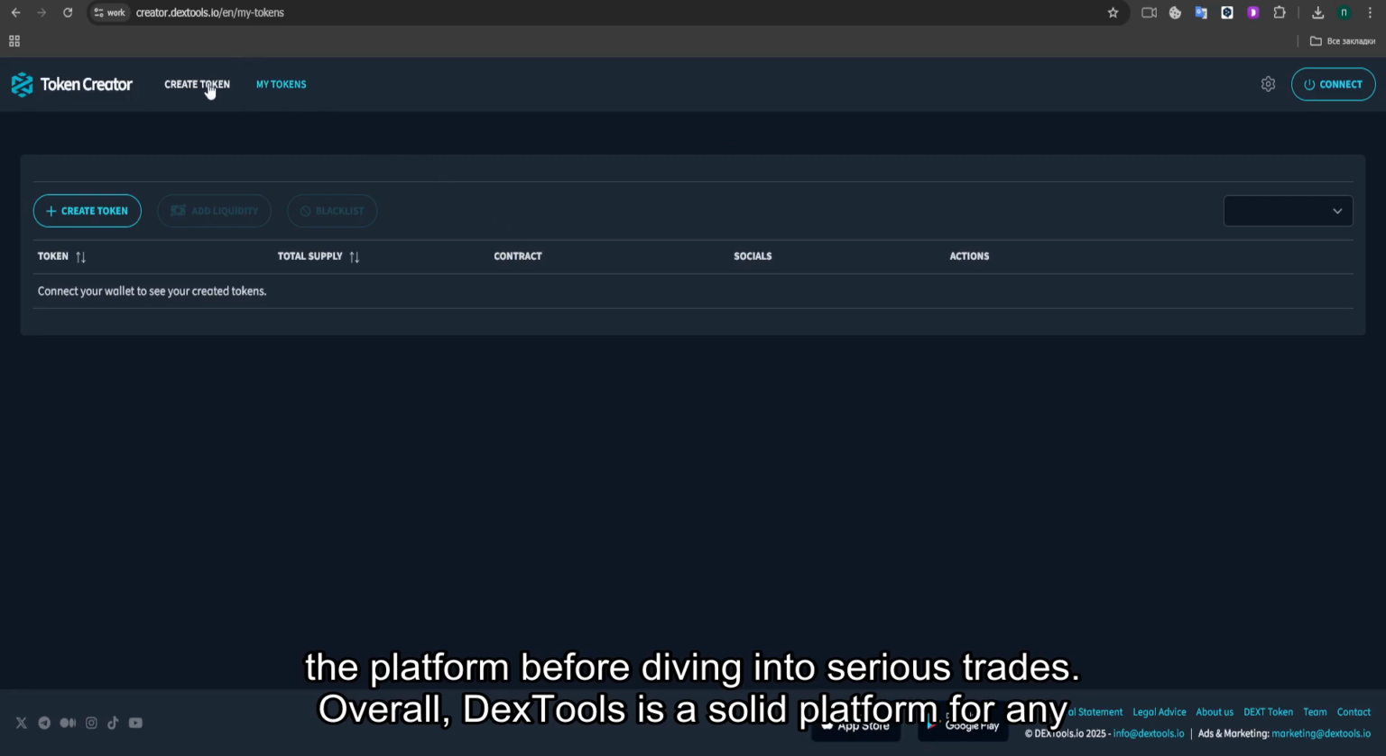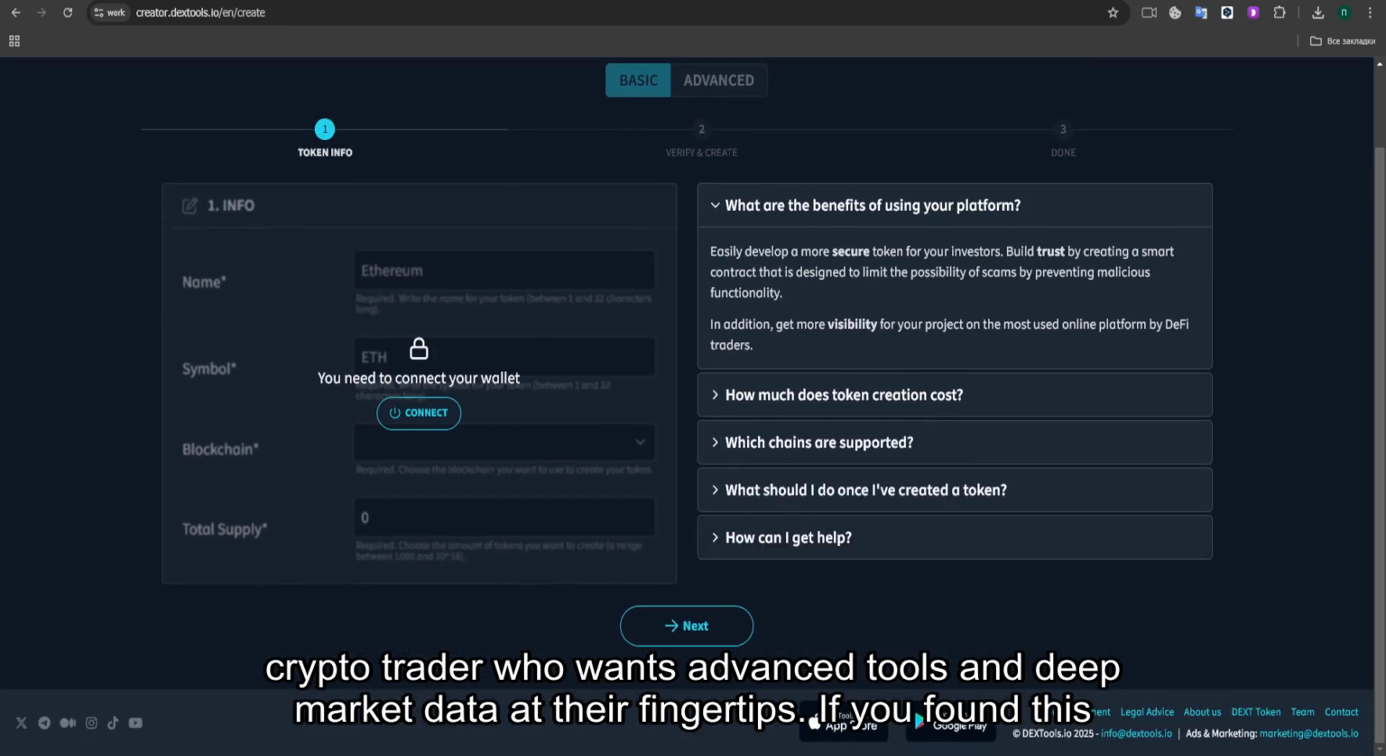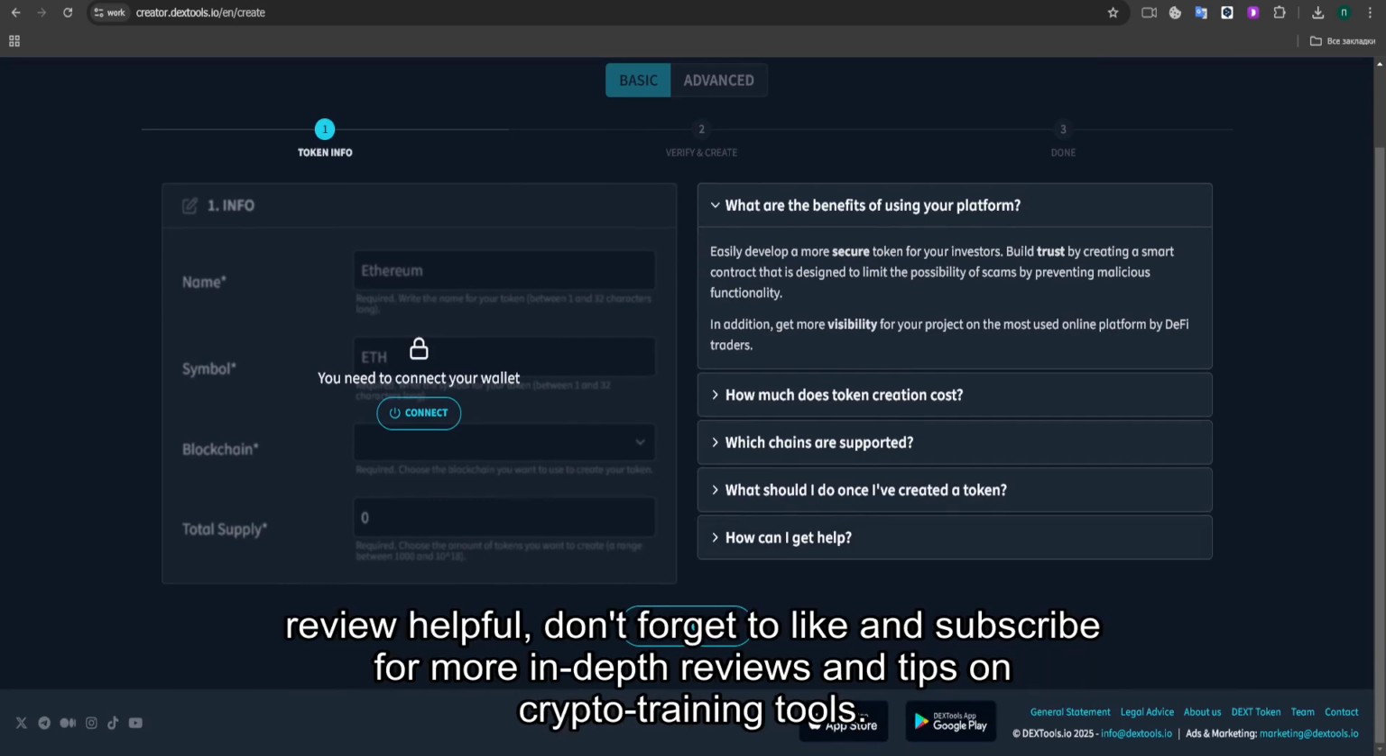Overall, DexTools is a solid platform for any crypto trader who wants advanced tools and deep market data at their fingertips.